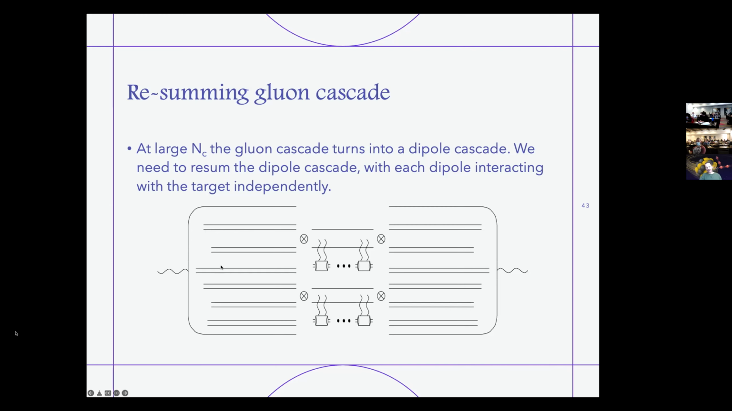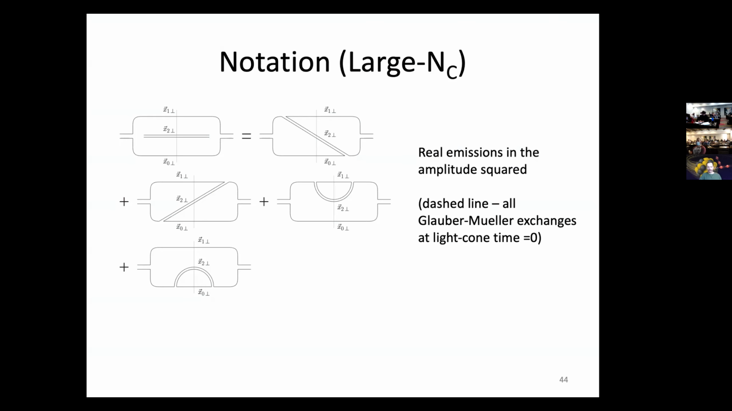And then when this cascade comes and interacts with the target, each dipole interacts with the target independently. Again, it's a property of the large N_c limit. And also, for a large nucleus target, it's always advantageous to interact with different nucleons rather than have multiple interactions with the same one. And then, again, for the forward amplitude, we recombine all this cascade of dipoles back together.